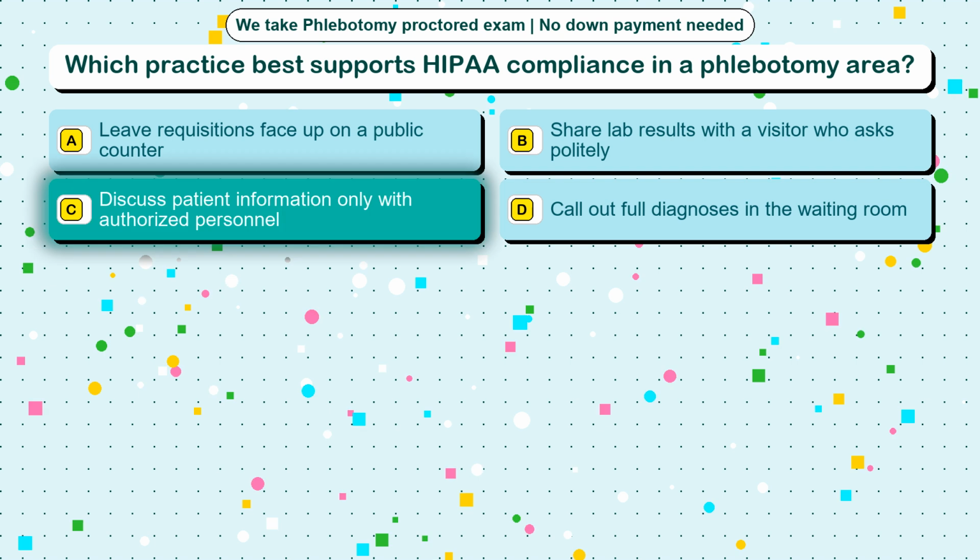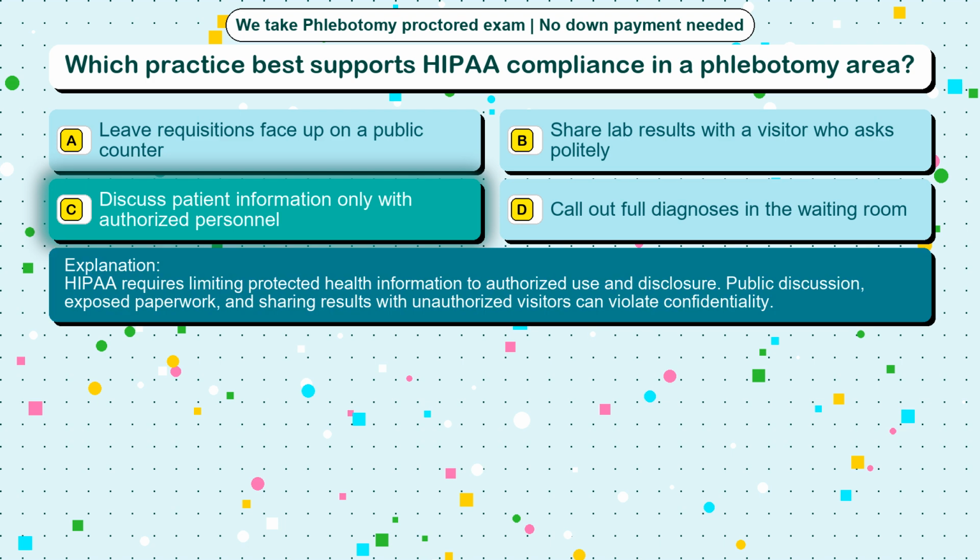The correct answer is option C, discuss patient information only with authorized personnel. HIPAA requires limiting protected health information to authorized use and disclosure. Public discussion, exposed paperwork, and sharing results with unauthorized visitors can violate confidentiality.